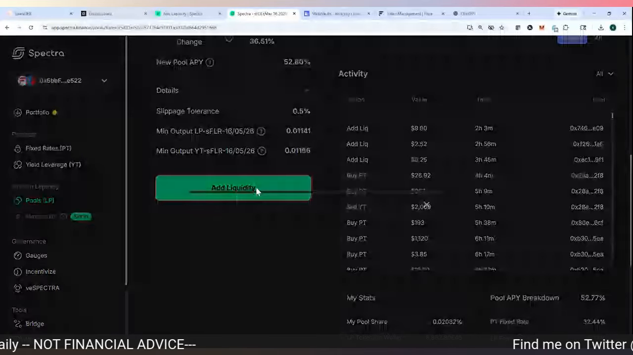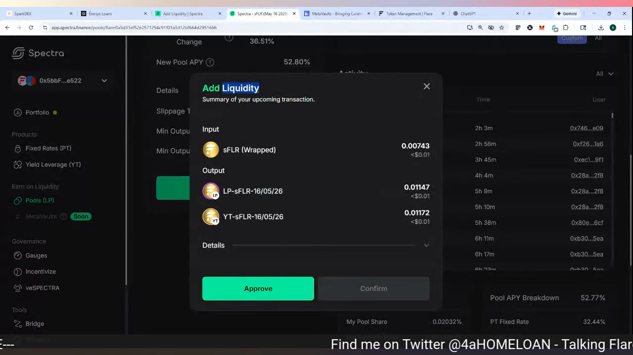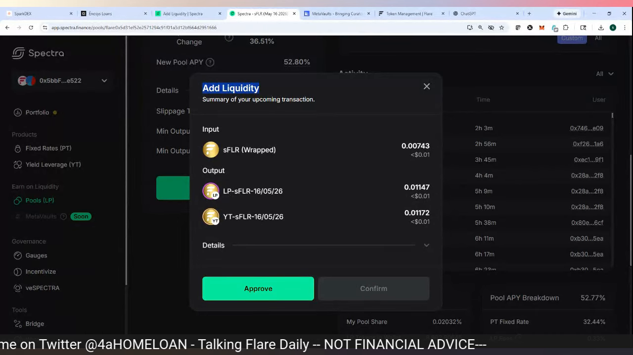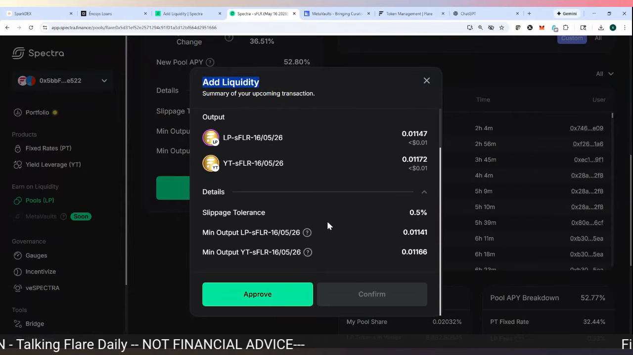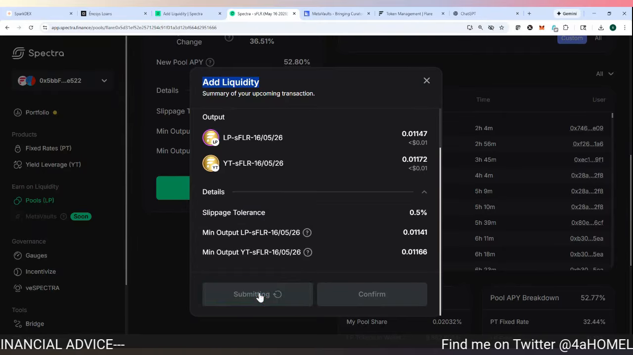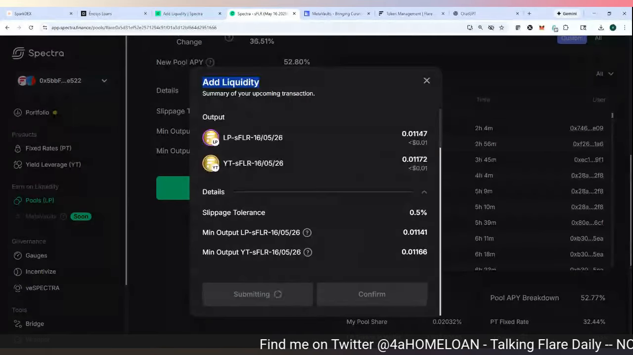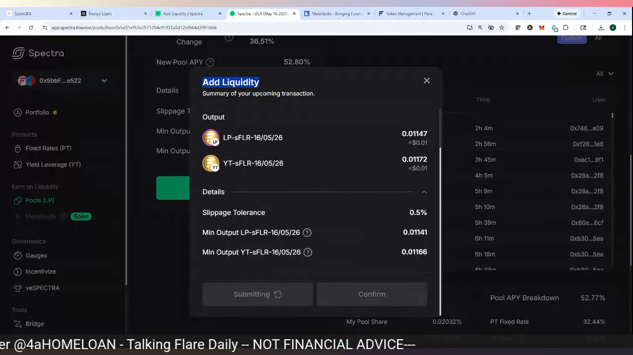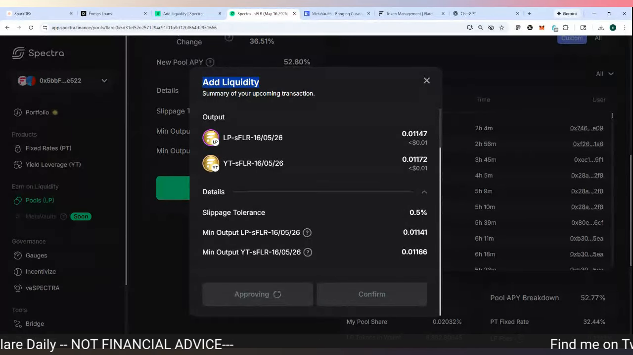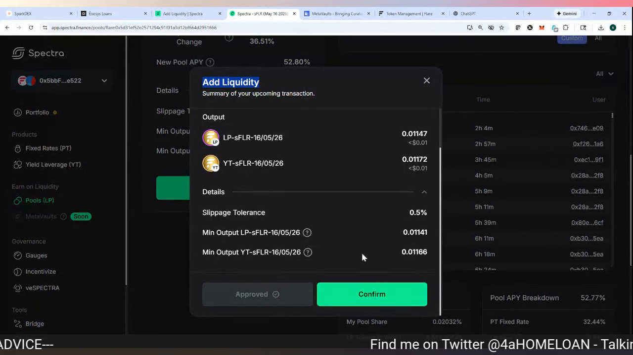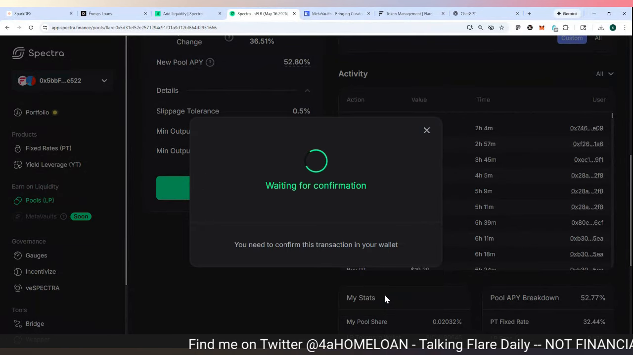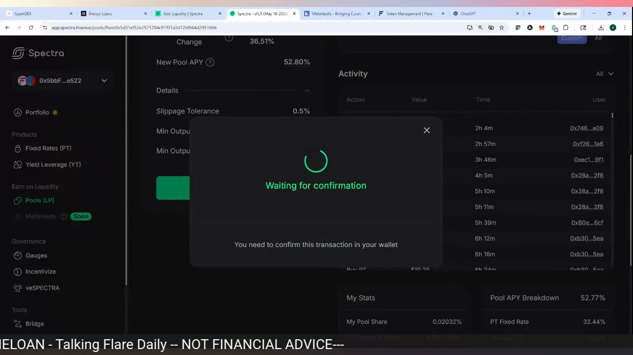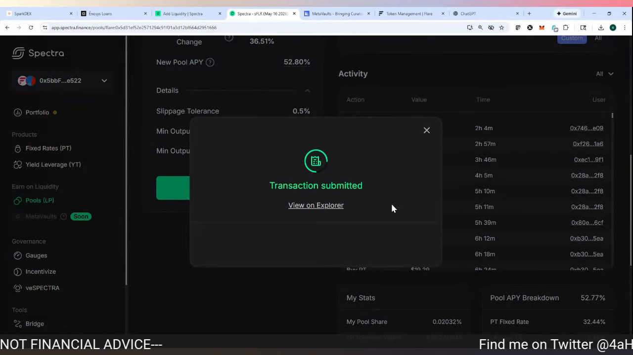Okay, so let's go ahead and confirm this. So when I confirm it, I'm adding liquidity. sFLR is what I'm inputting. I'm going to output and get an LP of sFLR and YT sFLR, right? And again, here's the details to show slippage tolerance and what my minimum output would be. Let's go ahead and hit approve. Okay, confirming in the wallet. Okay, so let's do confirm. Waiting for confirmation in the wallet. Here it goes. All right, transaction submitted.